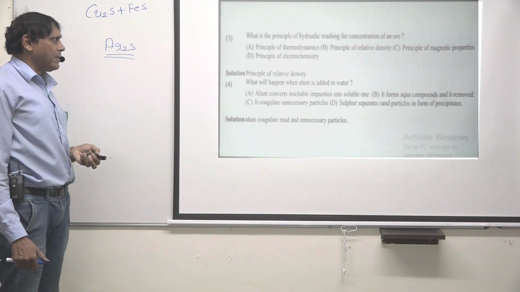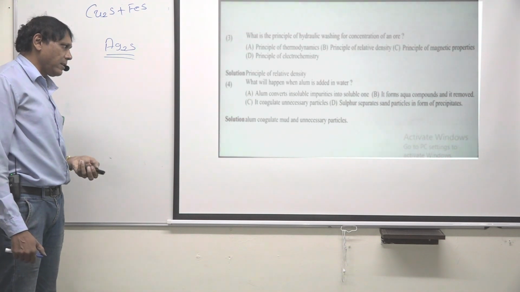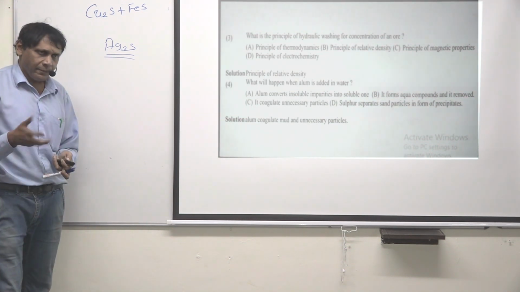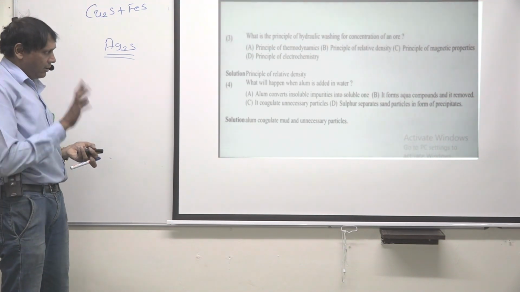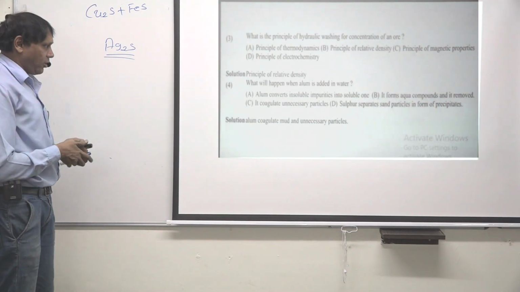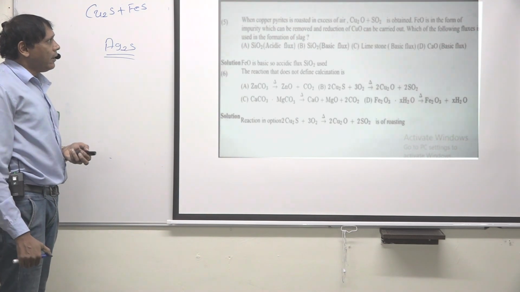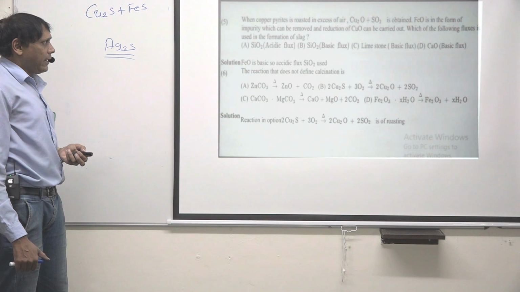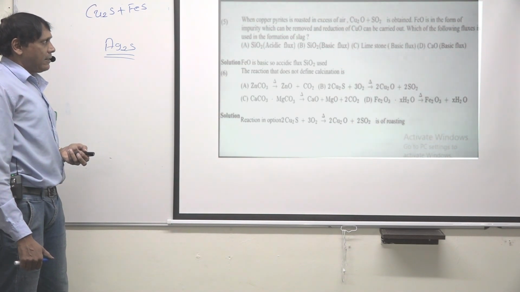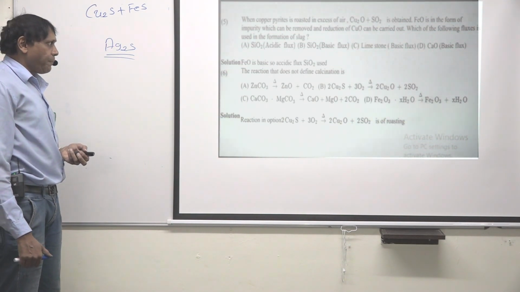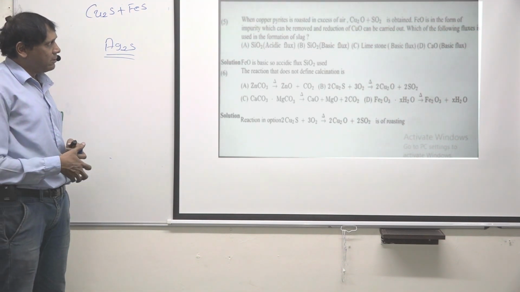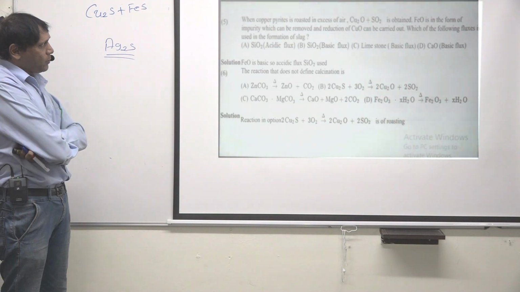What will happen when alum is added in water? Very easy one. Alum coagulates the mud and unnecessary particles. That is coagulation, and the dirt can be removed, and the water becomes purified. When copper pyrites is roasted in excess of air, Cu2O plus SO2 is obtained. FeO is in the form of impurity, which can be removed, and the reduction of the cuprous oxide can be carried out.